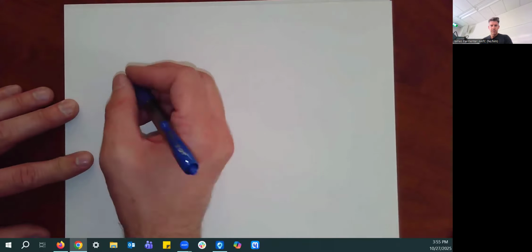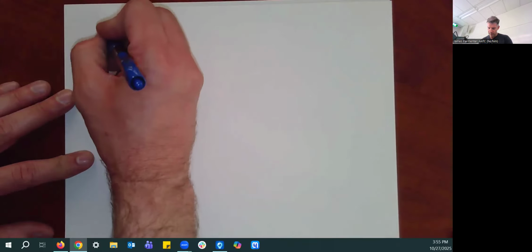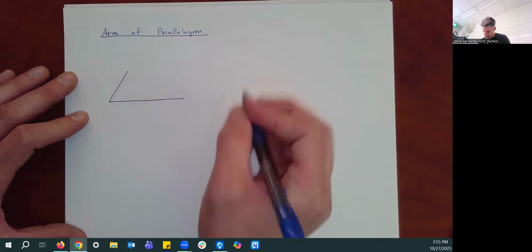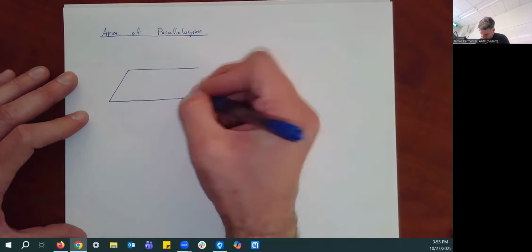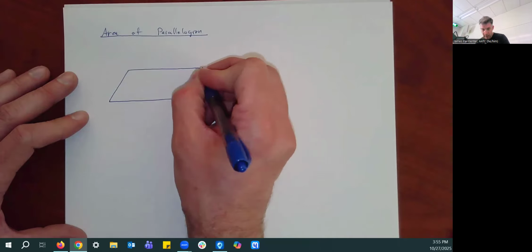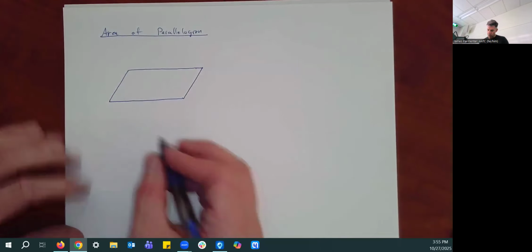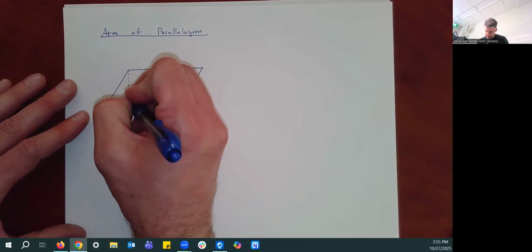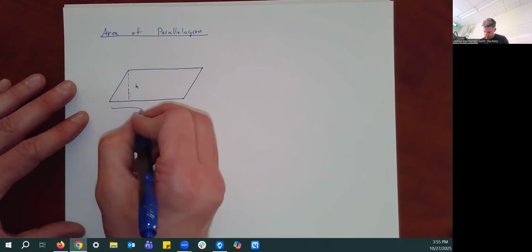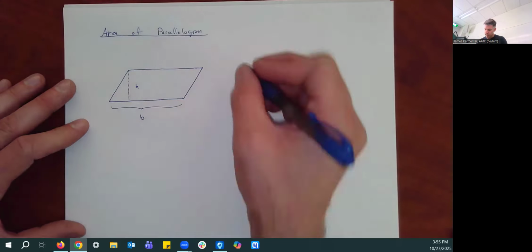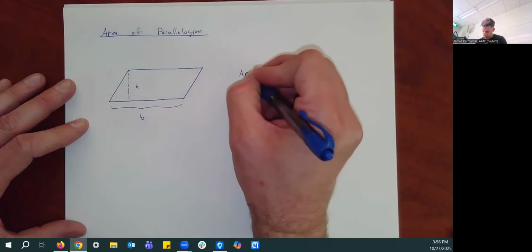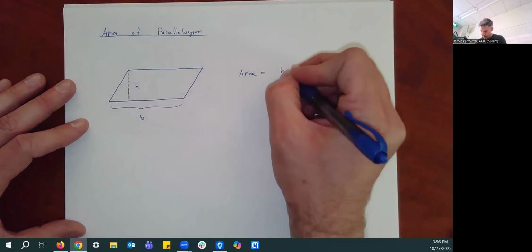So let's say we have a parallelogram. The area of a parallelogram. Well, let's draw it. So here's my parallelogram. Make sure I draw the lines parallel. There's my height. There's my base. And the area, very generically, is equal to the base times the height.